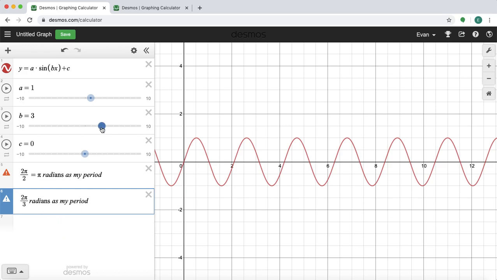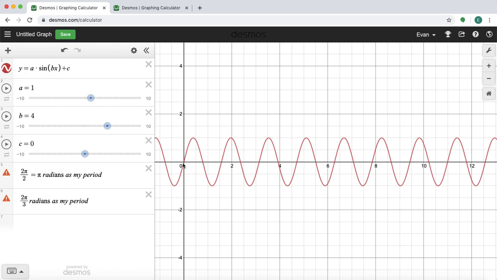What if we went to 4? Start here, go up, through the middle, down, back to the start: pi over 2. Well, 2 pi divided by, what's our B value? It's 4. So 2 pi divided by 4, we can reduce the 2 over 4. That equals a single pi divided by 2 radians. That's my period.